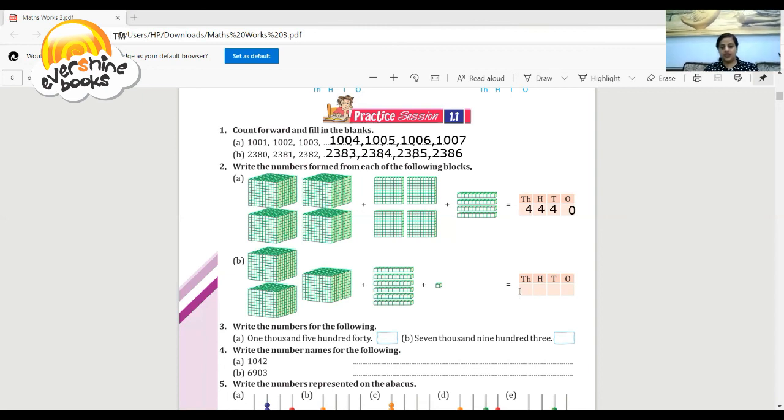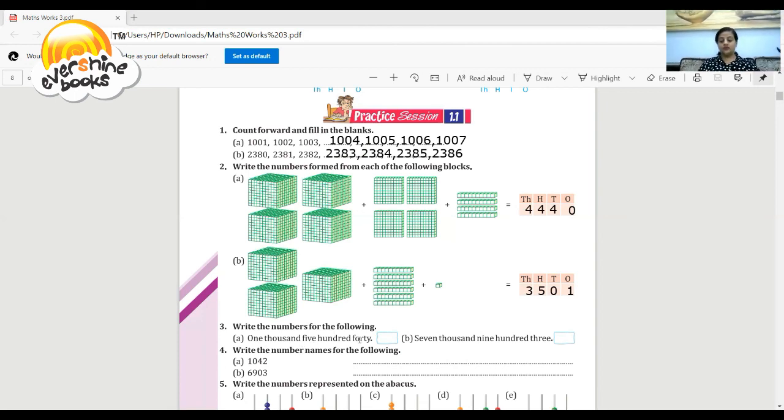Next is 1 and 2 and 3. It means 3,000. 1, 2, 3, 4, 5. It means 500. And what is at the tens place? Nothing. So we will put 0. And here it is only one number. So we put here 1. So the answer will be 3,501.